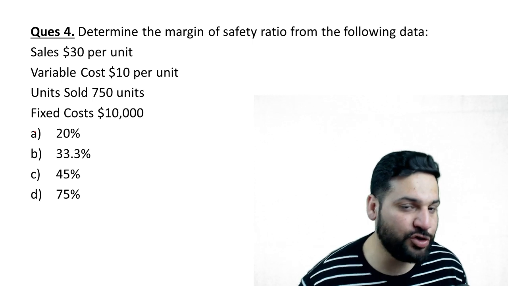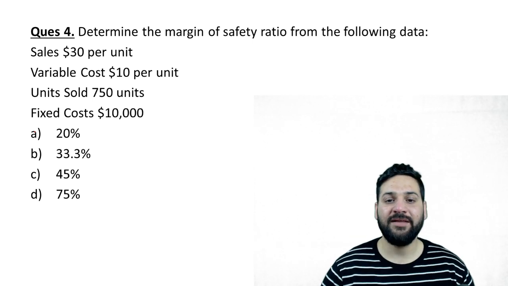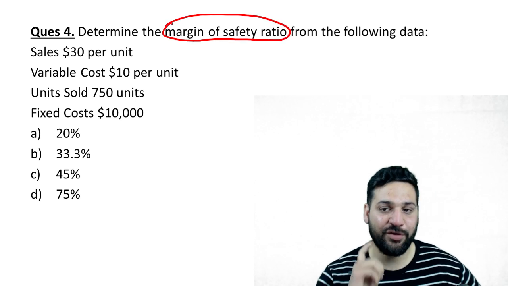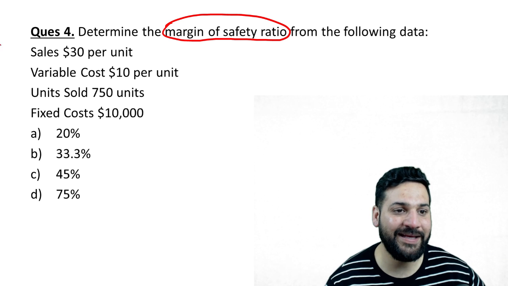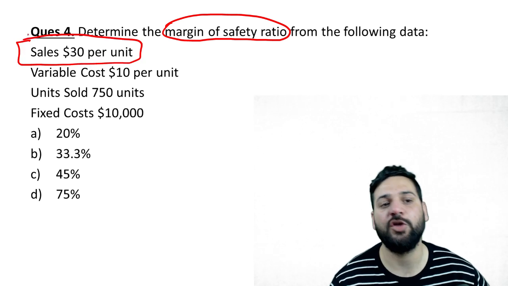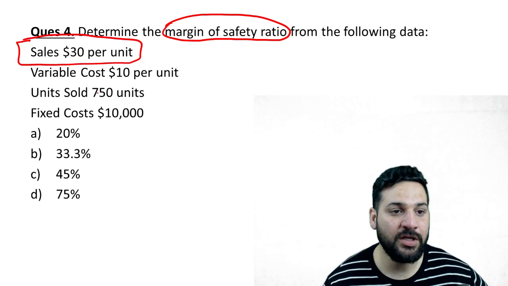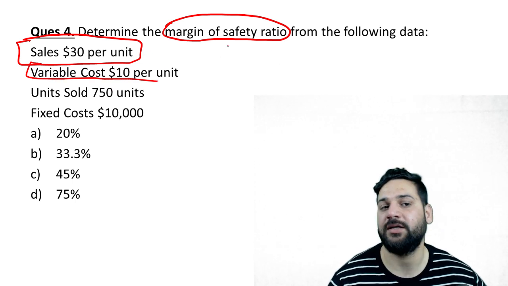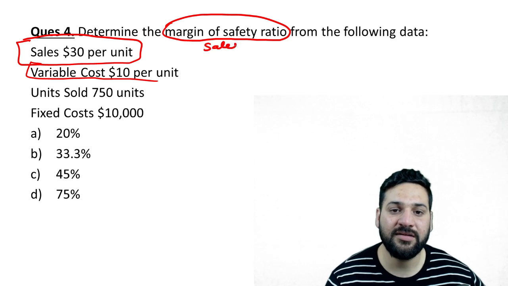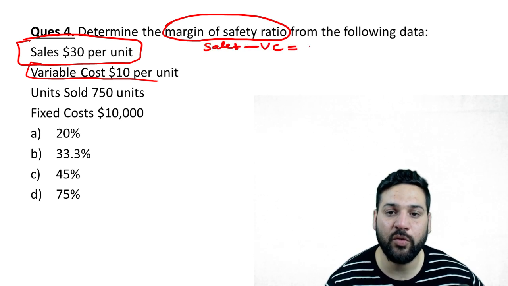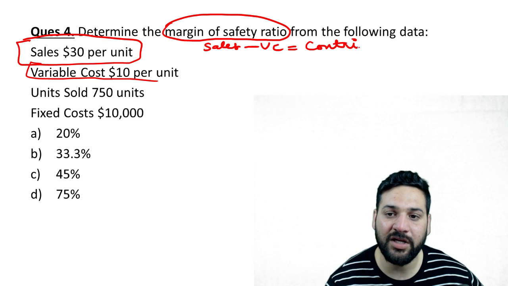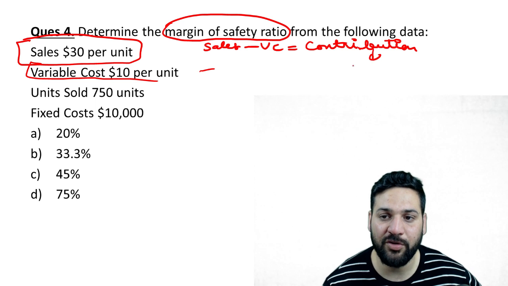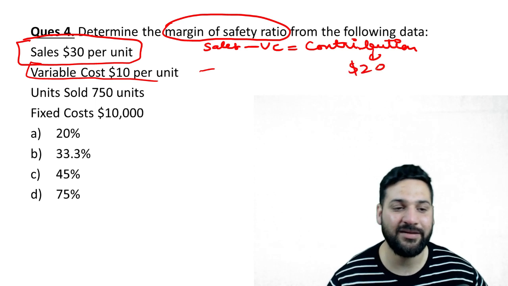Determine the margin of safety. So determine the margin of safety ratio, not just the margin of safety, but the margin of safety ratio from the following data. Sales is $30 per unit. Variable cost is $10 per unit. Sales minus variable cost is equal to contribution. So contribution is $20, $30 minus $10.